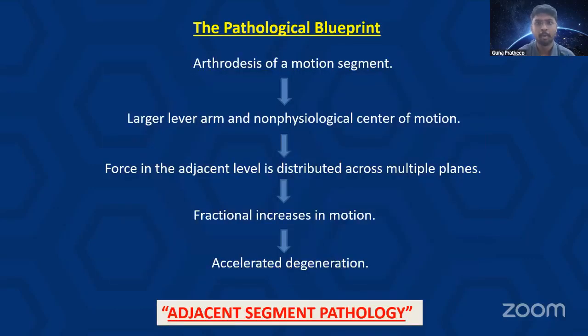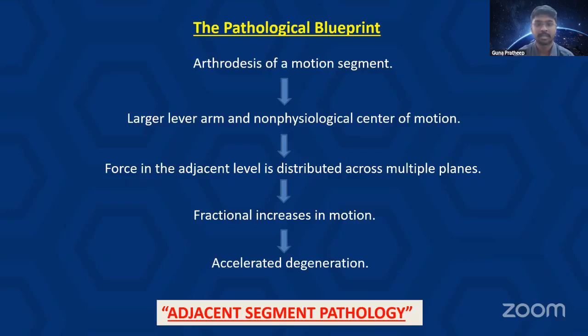So coming to the blueprint of what happens exactly in adjacent segment degeneration. Once you do an arthrodesis of a motion segment, you create a large lever arm, especially in a single level, double level, and we also tend to fuse long segments like 3, 4 levels, multi-levels. And this creates a large lever arm, a non-physiological center of motion.